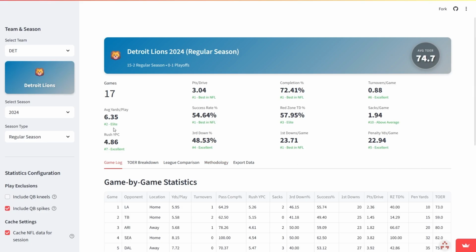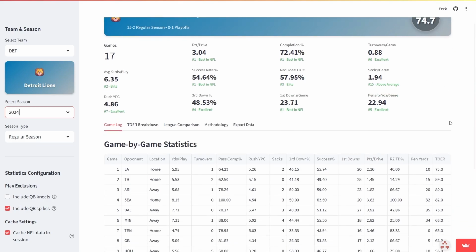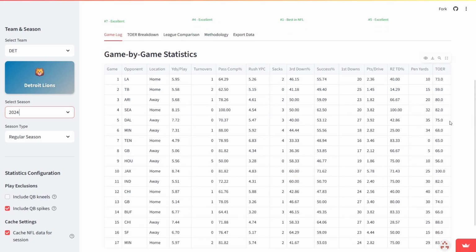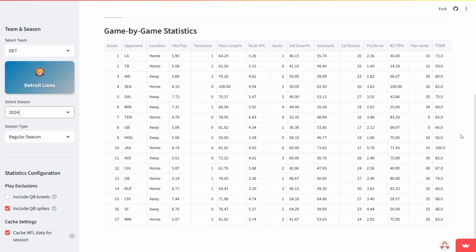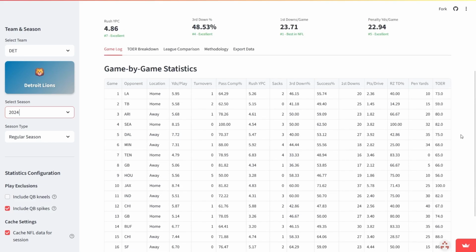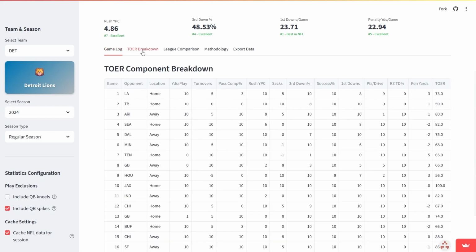I am not capable of writing the code or the script to do that. He was, and I intend to use it as much as possible. On the left-hand side where it says select season, you will see that you can go all the way back to 1999. It's quite shocking. I have not yet gone back and looked at every single team's Toer scores for previous seasons. I have done so for the Ravens.